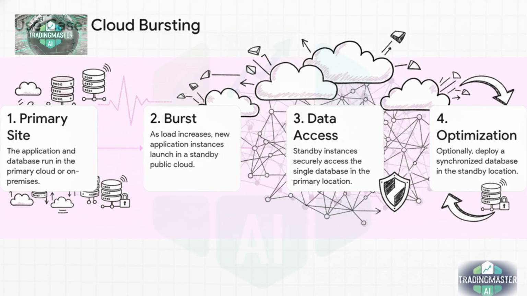Let's look at a classic use case, cloud bursting. Imagine your normal day-to-day app is humming along in your primary location, let's say on-prem. Suddenly, you get a massive traffic spike. So you burst. You spin up a bunch of new application instances in a public cloud to handle the load. The whole point of the Planetary mesh is that those new instances can seamlessly and securely connect right back to your primary database, that single source of truth, without skipping a beat, no matter where it is.